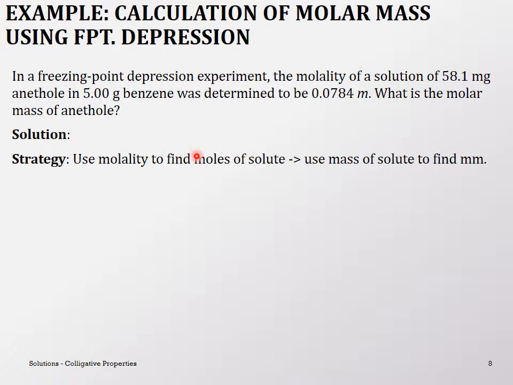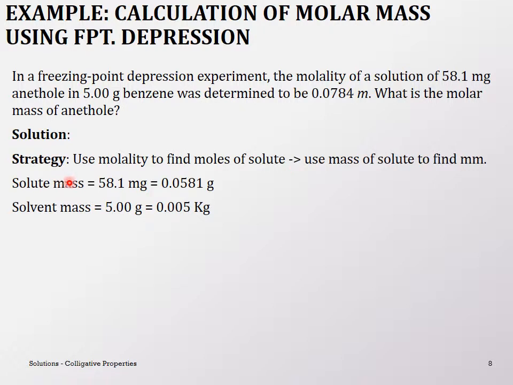So in this case, the molality of the solution is given to us. The amount of solute, which is anethol, dissolved in 5 grams is known to us. So we know the quantities, we know the molality. Once we know all of this, what we're going to do is use the molality to find the moles of the solute. Once we know the moles of the solute, then we can use it to find the molar mass of the solute. So let's do that over here.